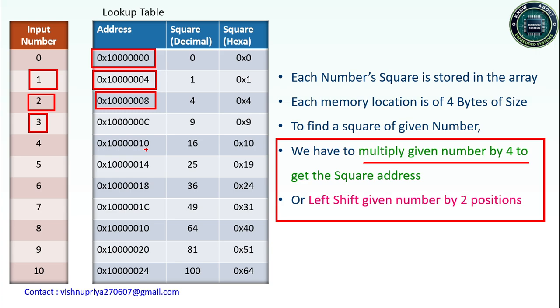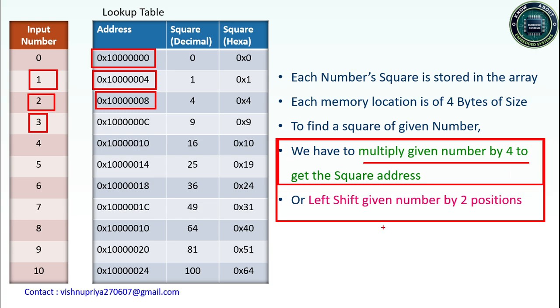Like that. So if you want to get the address, now we're not directly getting the square. Instead, first we're going to calculate the address, then we're going to take the data from that memory. So that's what I kept here. We have to multiply the given number by 4 to get the square address. That means this address we first have to calculate, and later we have to fetch the data. Okay, so this is one way you can multiply.